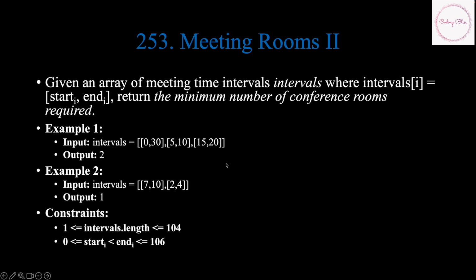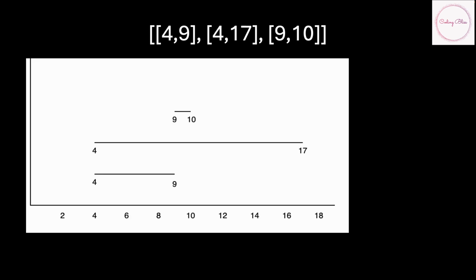Now, just like any of the intervals problem, the first thing I would recommend is to draw this on a number line, because that makes it very clear. If you see here, in this particular case, this meeting and this meeting are overlapping. So at this point, I need two meeting rooms. And the same with this case.